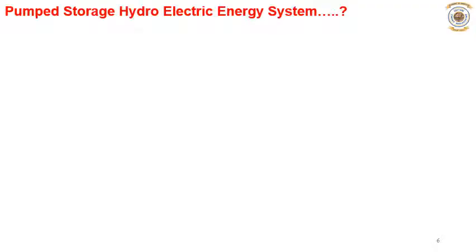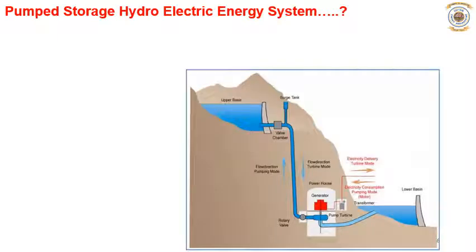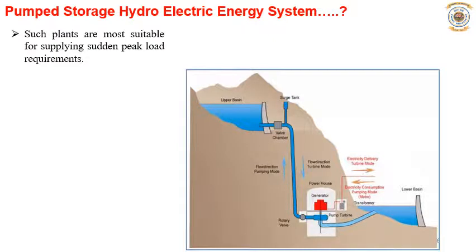Then a very important topic, pumped storage plants. We studied about base load plant and peak load plant, and run-of-river with pondage and without pondage. Now we will study what is a pumped storage hydroelectric system. This is the diagram for a pumped storage hydroelectric power plant. Pumped storage plants are employed at places where the quantity of water available for power generation is inadequate. So these are most suitable for supplying sudden peak load requirements. Inadequate means that during peak load condition there will be a water shortage.